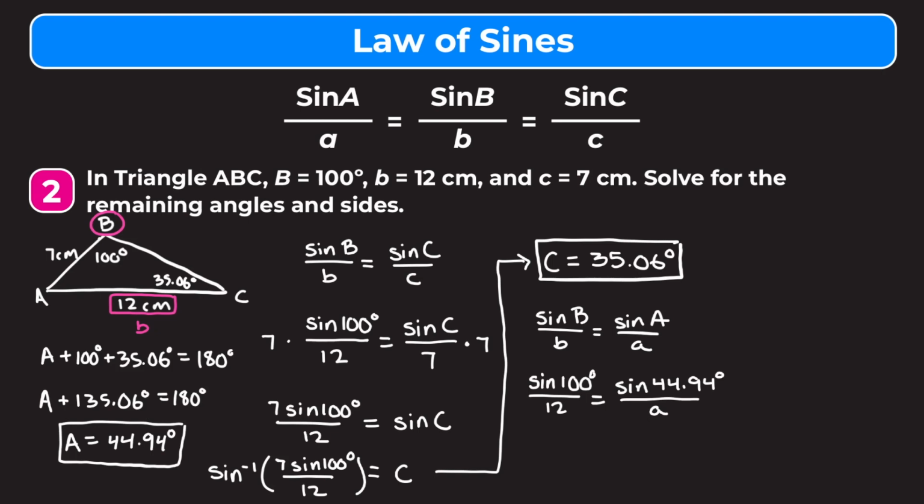And now I'm going to cross multiply for this one because we're solving for what's in the denominator. So I'm going to have A times the sine of 100 degrees is equal to 12 times the sine of 44.94 degrees. To get the A by itself, I'm going to divide both sides of my equation by sine of 100 degrees.